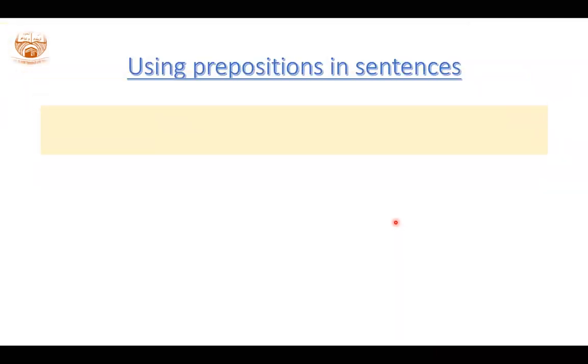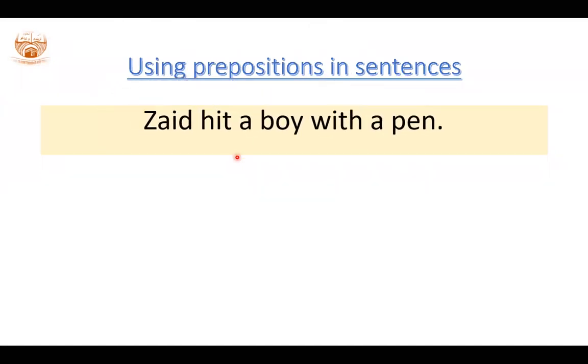We have the sentence here: Zaid hit a boy with a pen. Now, in the last sentence, we have Zaid went. Went is what type of verb? Intransitive. It's a fi'l lazim. Here we have the verb hit. So we scan again. Zaid hit a boy with a pen. Is there a verb? Yes. The verb is hit. So therefore, we think along the line of jumla fi'liya, verbal sentences.